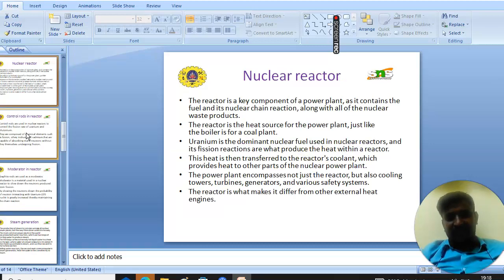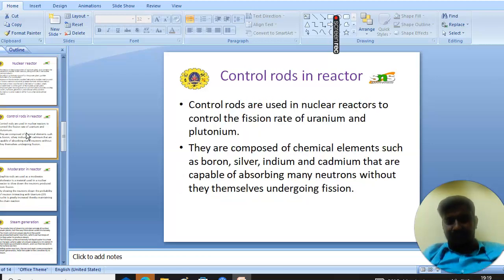The first component is the nuclear reactor. The reactor is a key component of the power plant, as it contains the fuel and its nuclear chain reaction along with all of the nuclear waste products. The reactor is the heat source for the power plant, just like the boiler is for a coal plant. Uranium is the dominant nuclear fuel used in nuclear reactors, and its fission reactions are what produce the heat within the reactor. This heat is then transferred to the reactor coolant, which provides the heat to other parts of the nuclear power plant. The power plant encompasses not just the reactor but also cooling towers, turbines, generators, and various safety systems. The reactor is what makes it different from other external heat engines.